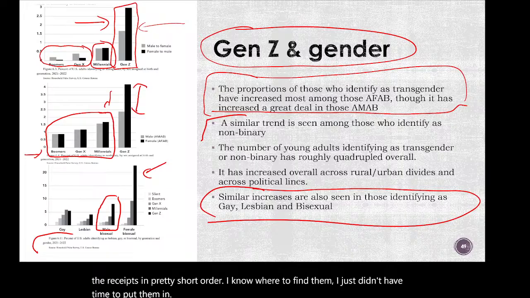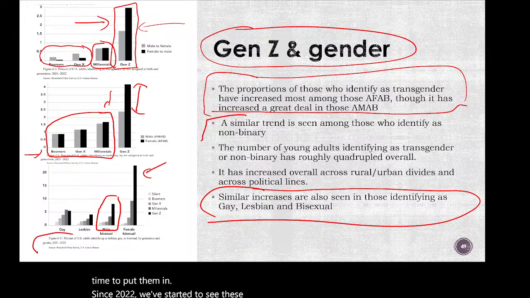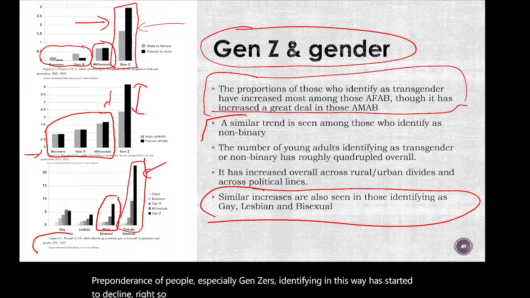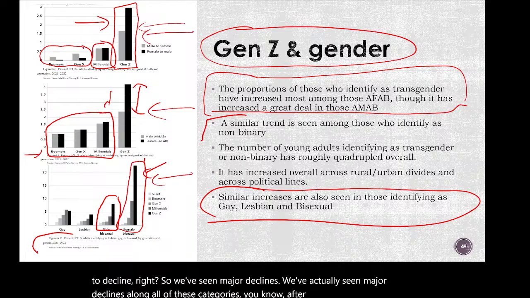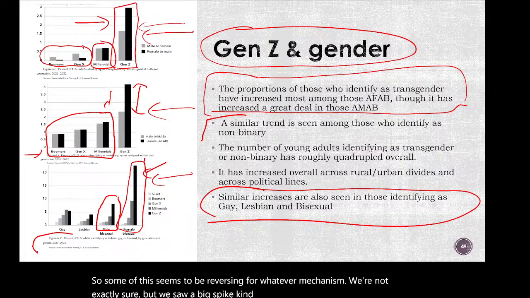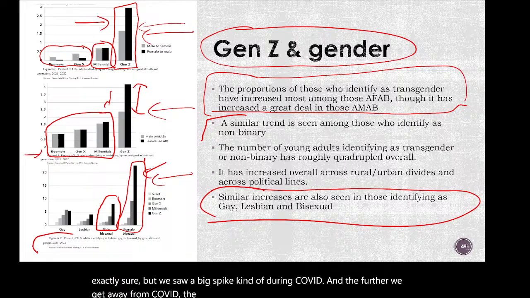Since 2022, we've started to see these trends reverse, and in particular, this category of female bisexual hasn't collapsed, but the preponderance of people, especially Gen Zers, identifying in this way has started to decline. We've actually seen major declines along all of these categories after 2022. So some of this seems to be reversing, for whatever mechanism we're not exactly sure, but it saw a big spike during COVID. And the further we get away from COVID, the more that spike seems to be slowing and even reversing.